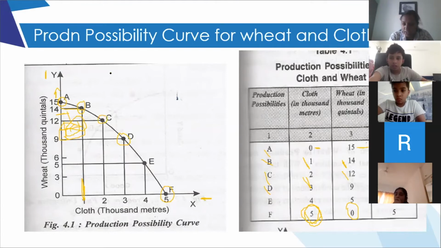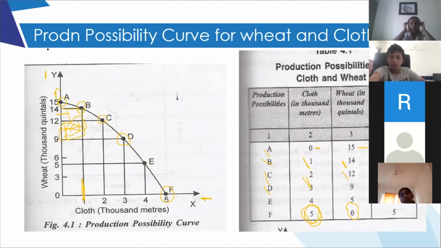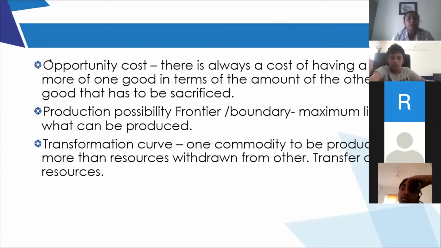Now the PPF curve is clear to you. It is clear to you why it is concave, and opportunity cost is clear to you. Now we will move ahead to the characteristics of PPF curve. I have already told you opportunity cost: there is a cost involved, more of one good in the amount of the other good that has been sacrificed. So this is known as the opportunity cost for that commodity.